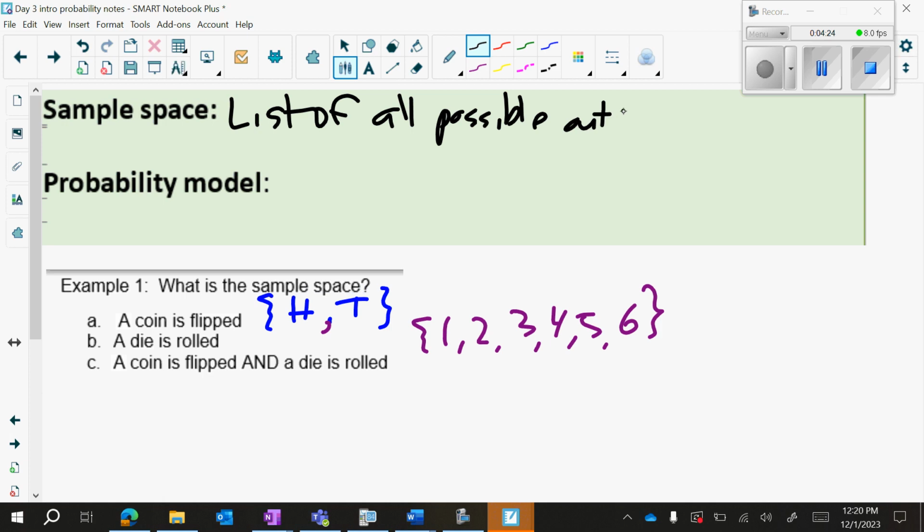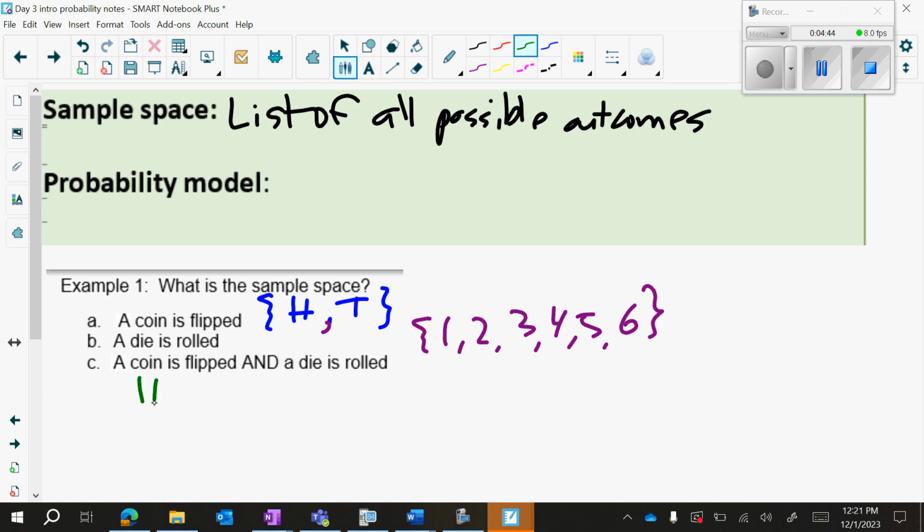Now, obviously, these are kind of simple events. We call an event basically just something that we're doing with probability. So the coin flip is an event, the die roll is an event. And now here we have a coin is flipped and a die is rolled. So I could actually list out all these outcomes by pairing them together here.